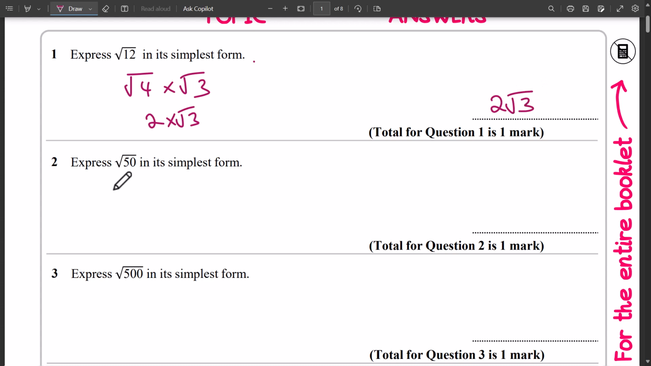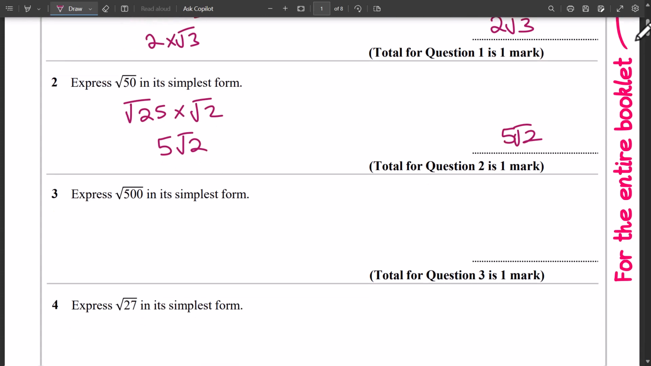And for the second one, we're going to express this surd in the simplest form. We can write this as root 25 times root 2, and root 25 is 5, and that's 5 root 2. Now for root 500, we can also write that as root 100 times 5. The square root of 100 is 10, and that's 10 times root 5, which is going to be 10 root 5.